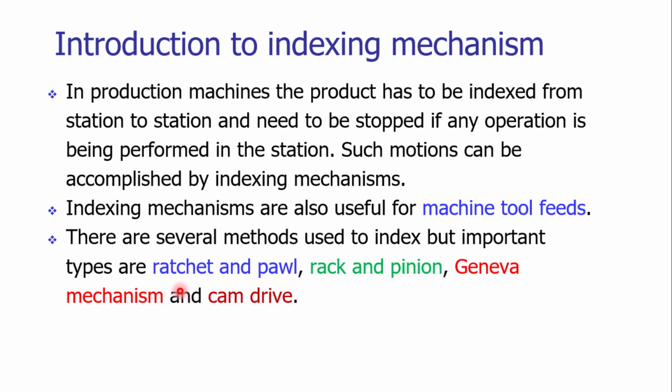In general, 5 basic types of indexing mechanisms are used in the industry, and these are ratchet and pawl mechanism, rack and pinion mechanism, Geneva mechanism, and cam drive. So let us see these 5 different types of mechanisms one by one.